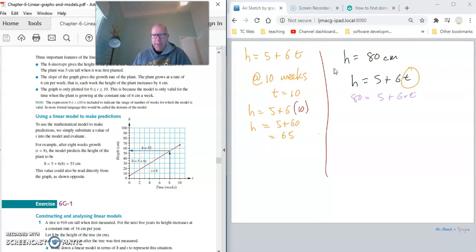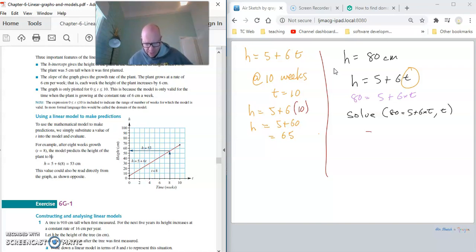So firstly, before we rearrange, remember you have a handy little function on your CAS, and it is something like solve 80 equals 5 plus 6 times t, comma, we're going to solve it for t. Okay, you stick that in your CAS and you'll come up with an answer, t equals something or other. Okay, we're going to do it the mathematical way, so you have the opportunity to do both ways, because sometimes it might be a bit quicker to do it either way.